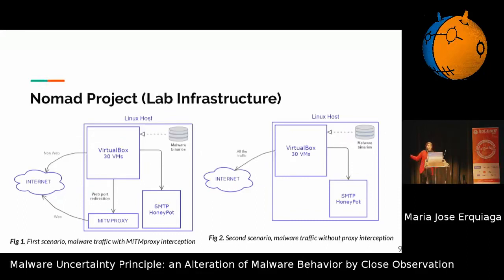And this is our infrastructure. This is the lab infrastructure we used for this project. We have a Linux host with 30 virtual machines, and we were using VirtualBox to virtualize them. In the first scenario, there is a web port redirection, and we are using the proxy, and then the traffic goes directly to the internet. We also have a honeypot, and a database with all the binaries that we are using for the malware. We copied the binaries to the server, and then executed them in the virtual machines. In the second scenario, it's almost the same as the first one, but we don't have any port redirection, so the traffic goes directly to the internet.